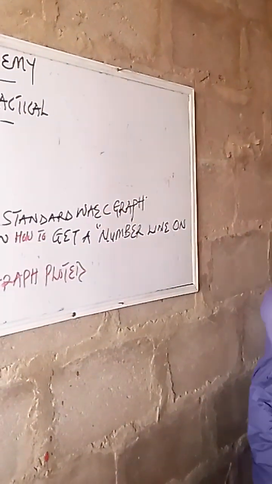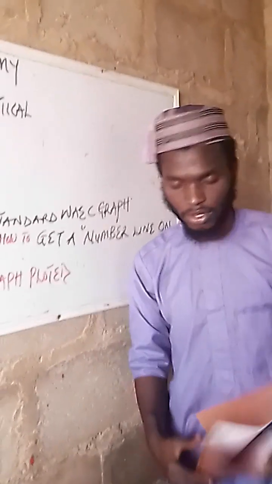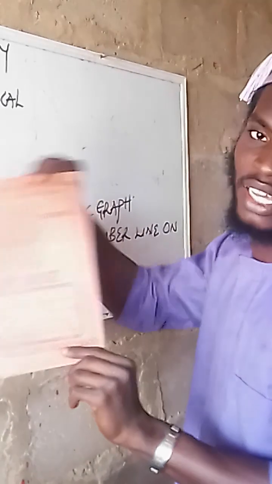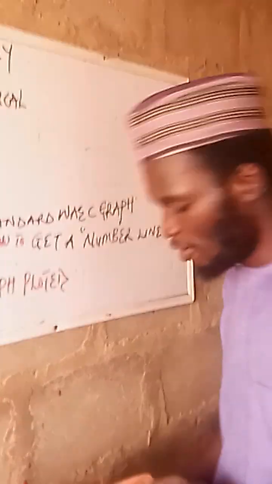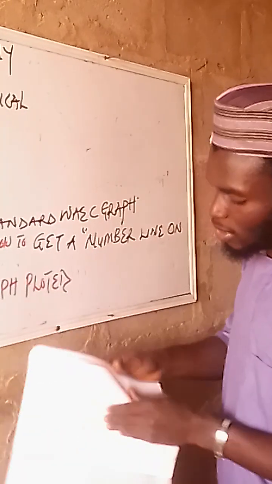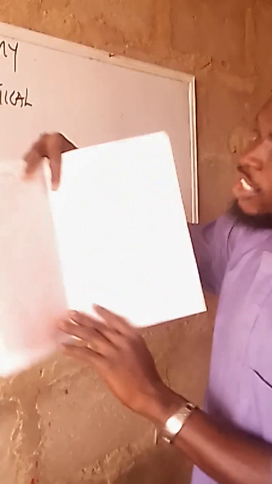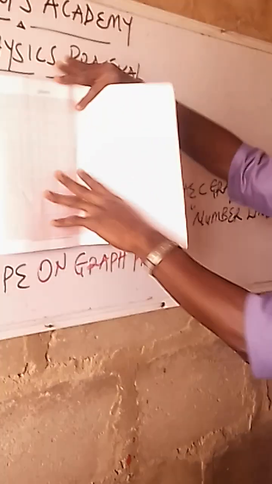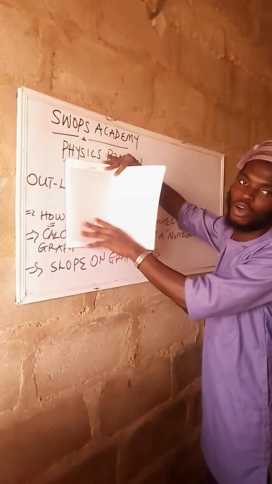This is a Waec standard graph. You can see how it is. Now, this is where we want to plot all our readings.